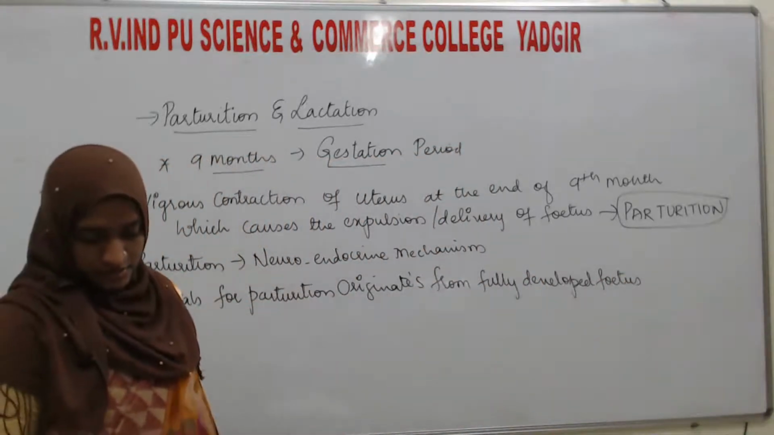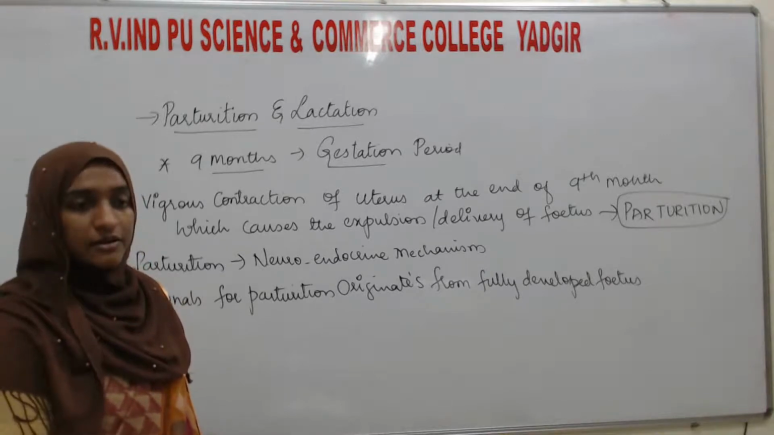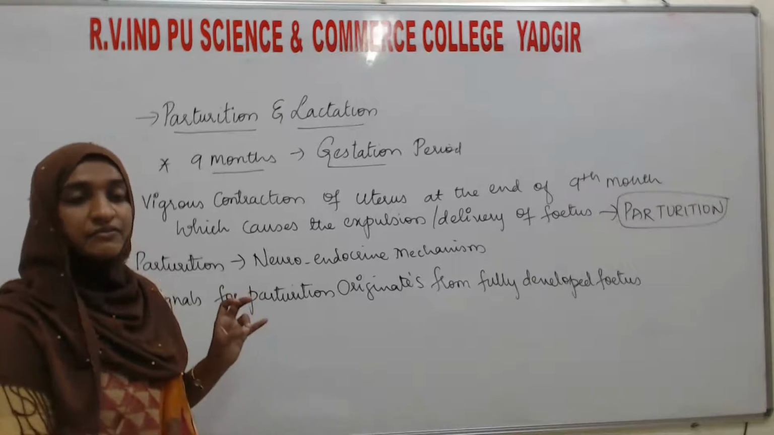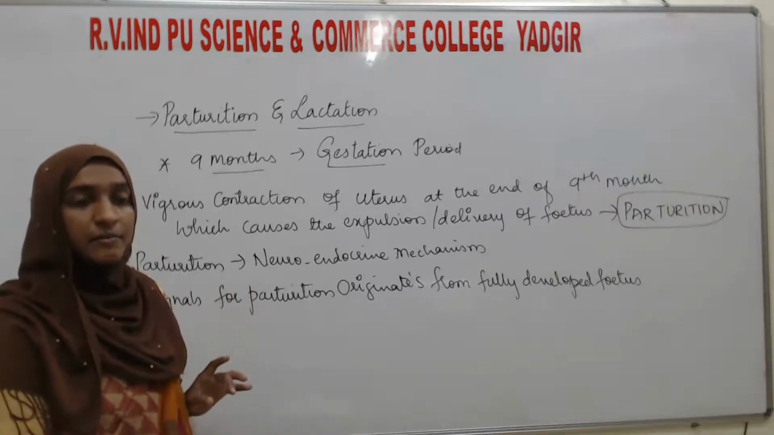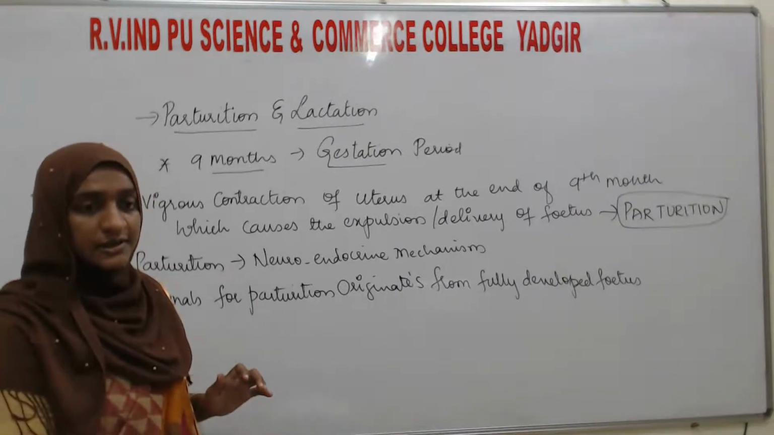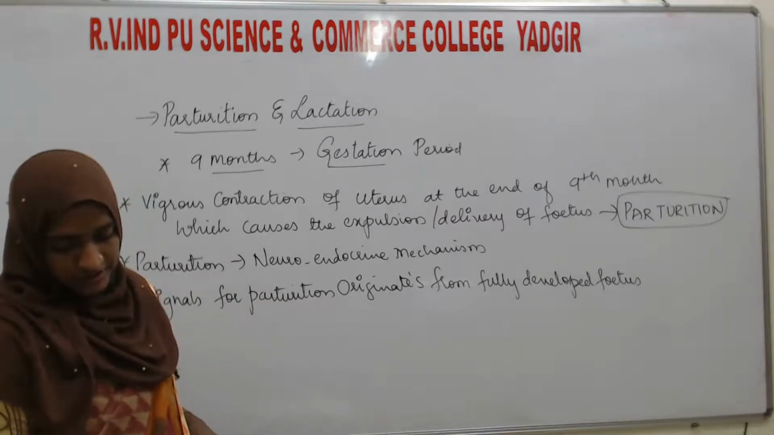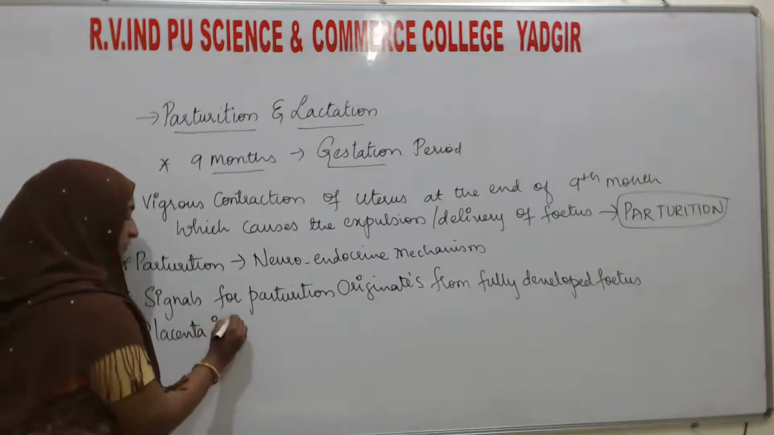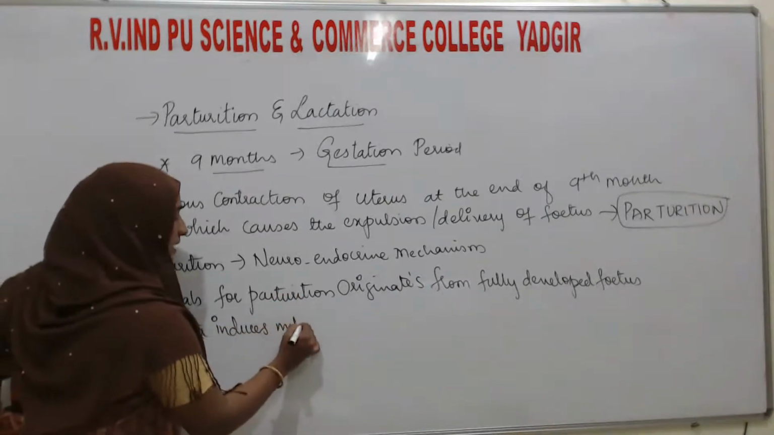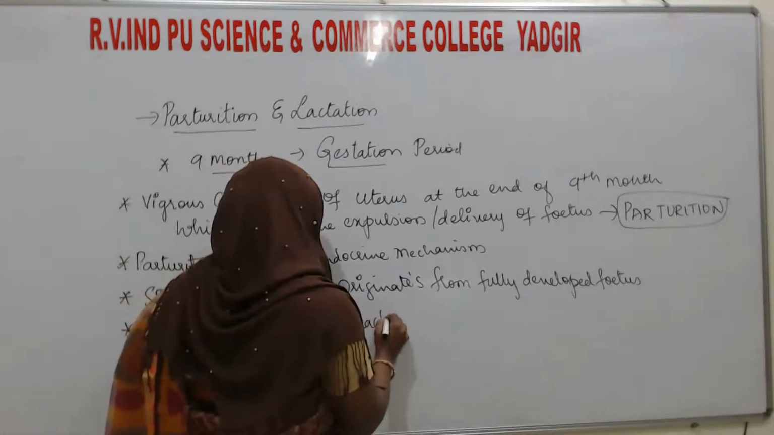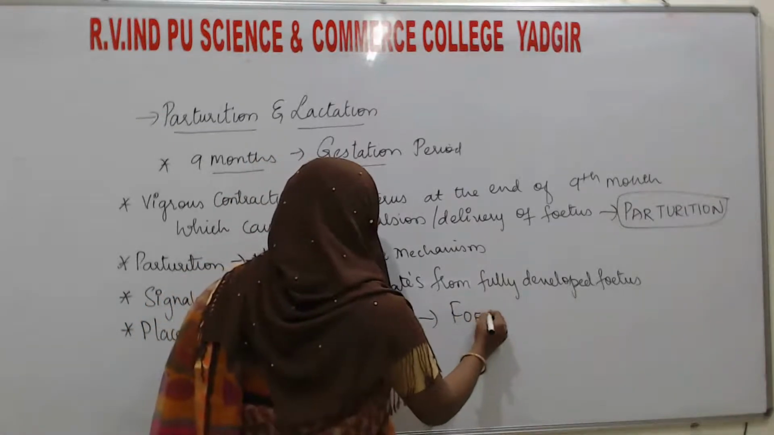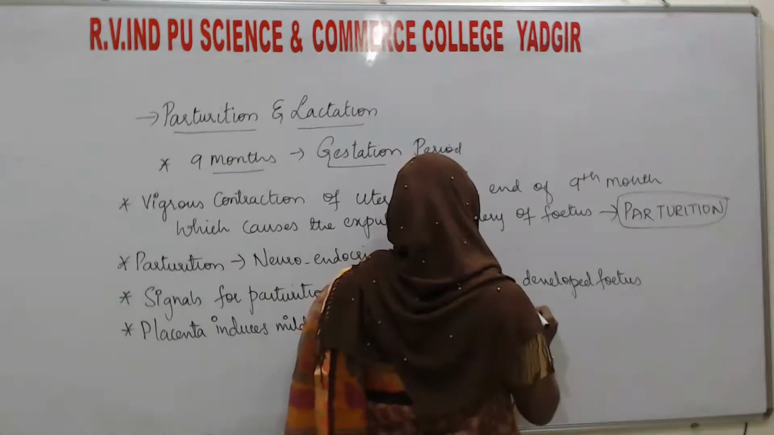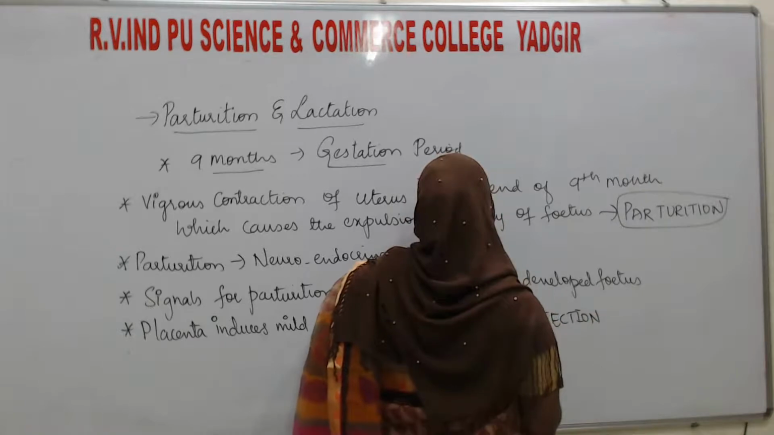Okay, the next is the placenta. The placenta is also going to cause mild contraction of the uterus. There is an involvement of the fetus, the placenta, as well as the nervous system, that is the brain. From the brain also certain hormones are going to be released for parturition. So the placenta induces mild contractions, and that is known as the fetal ejection reflex.